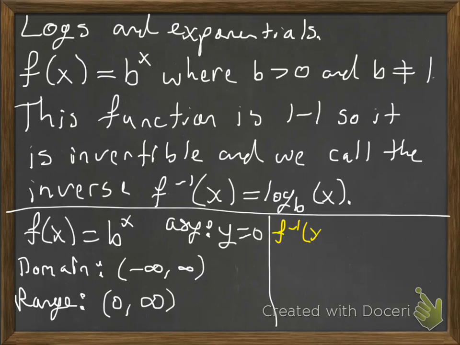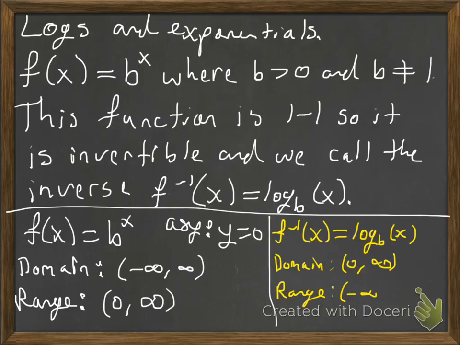So we just switch everything to graph the inverse. So log base b of x: the domain is going to be the range of the exponential, and the range is going to be the domain of the exponential. The asymptote will be x equals 0. Okay, so I'm going to do one example just to practice graphing an exponential and its inverse, and then a trick for doing this.